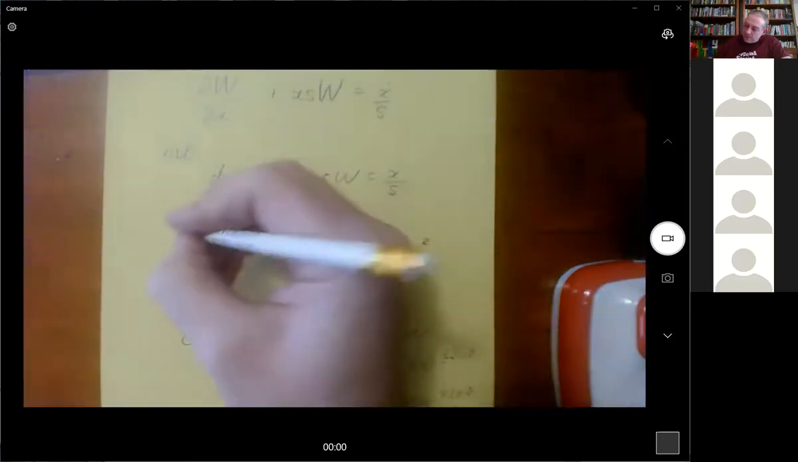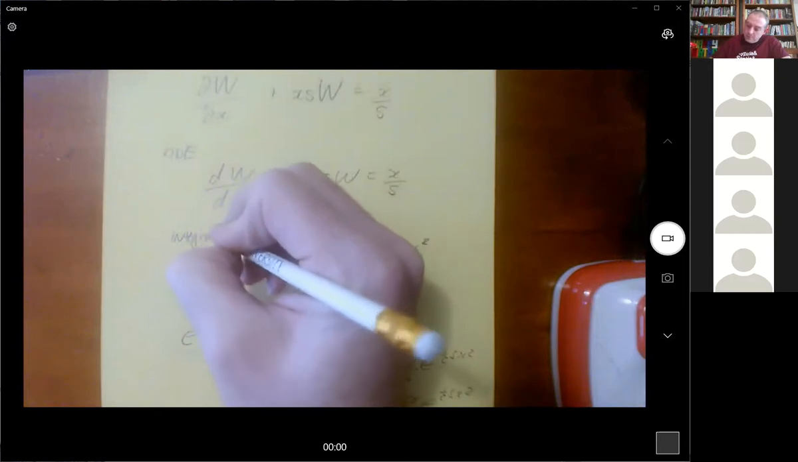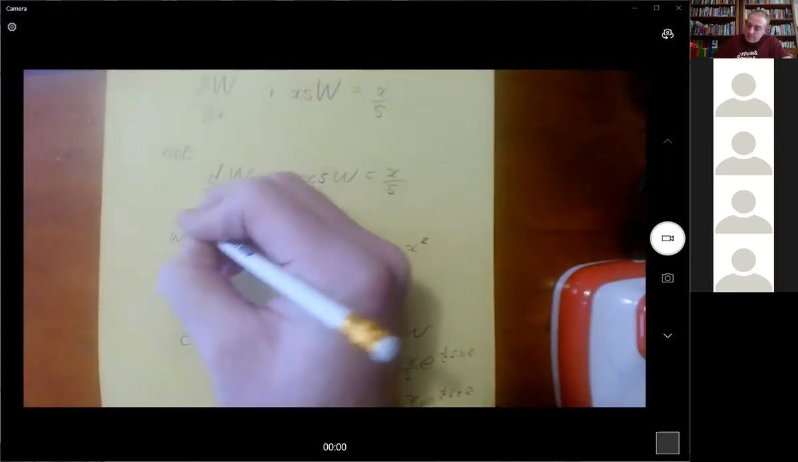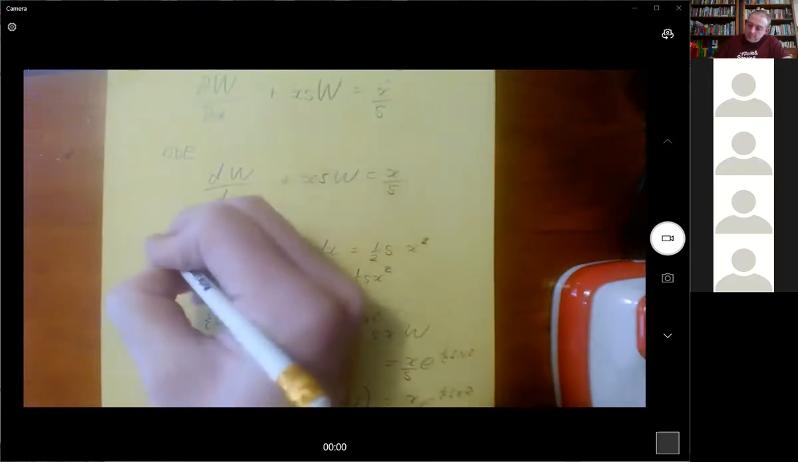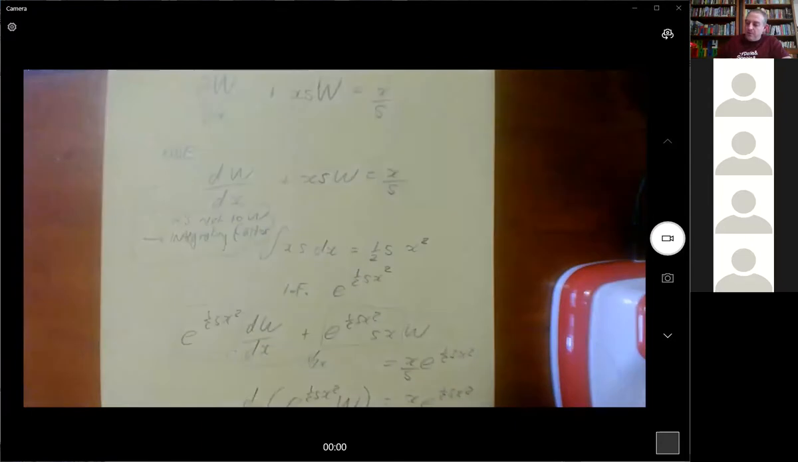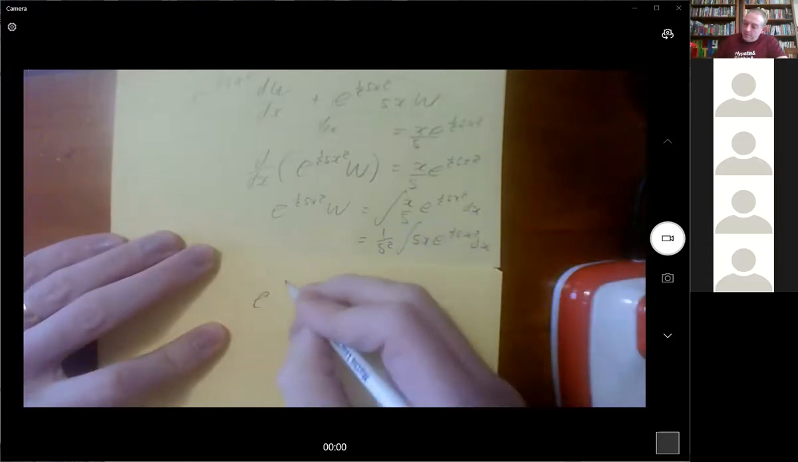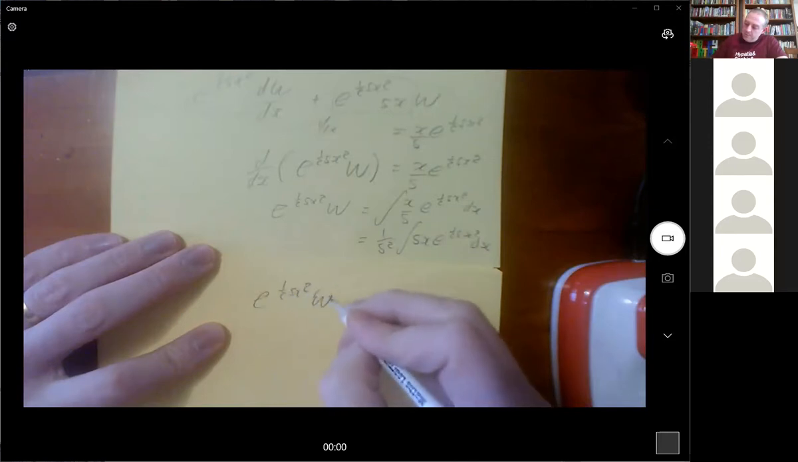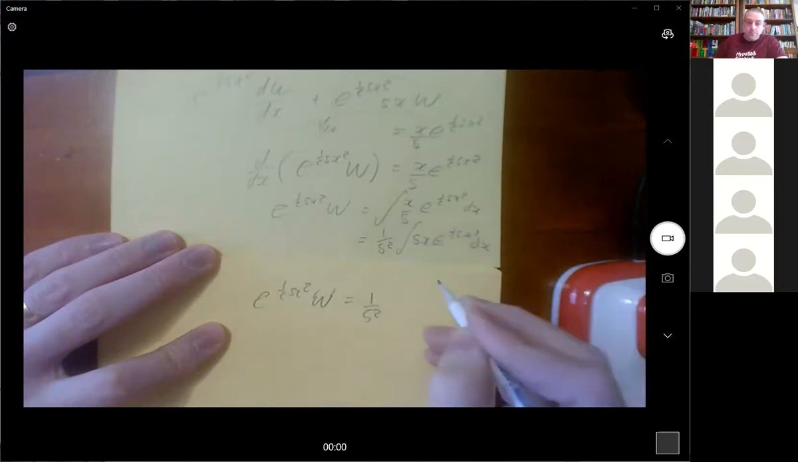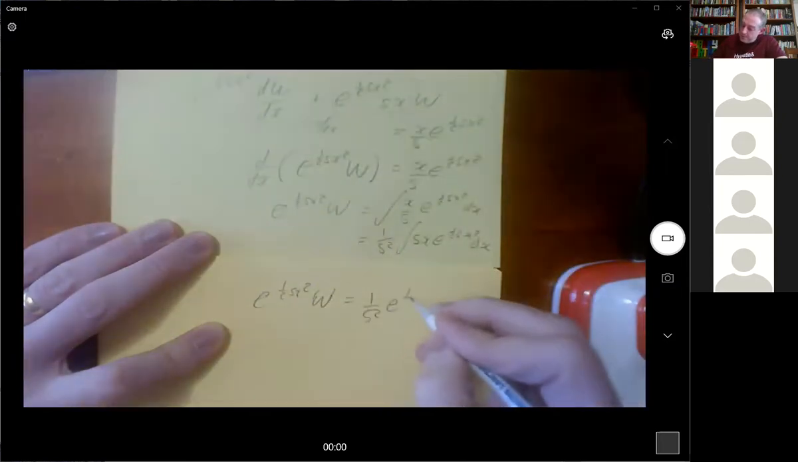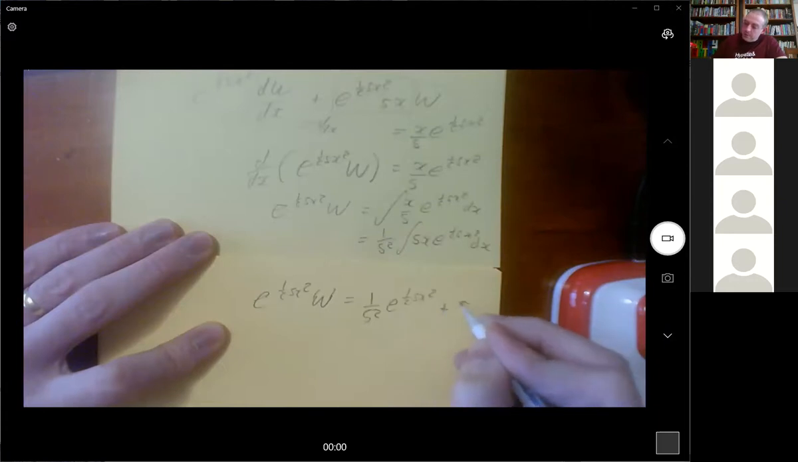So I'm going to just say that the fact that this is a function of x that involves x's, that was my thinking. X is next to w caused me to think of integrating factor. I'm going to move forward. So I've got e to the half of sx squared w equals 1 over s squared times this integral. And this integral was e to the half of s x squared plus a constant.